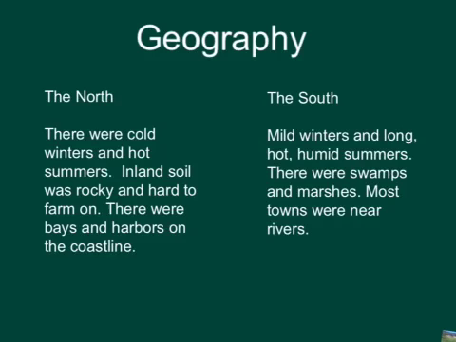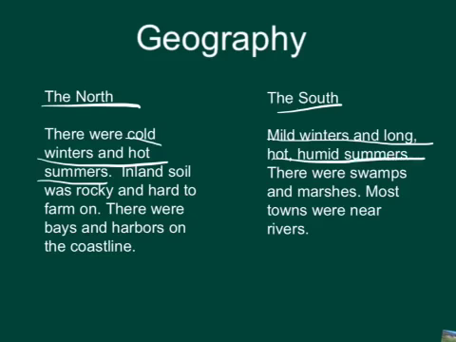Geography. In the North, there were cold winters and hot summers. Inland soil was rocky and hard to farm on. There were bays and harbors on the coastline. In the South, there were mild winters and long, hot, humid summers. There were swamps and marshes. Most of the towns were based near rivers.